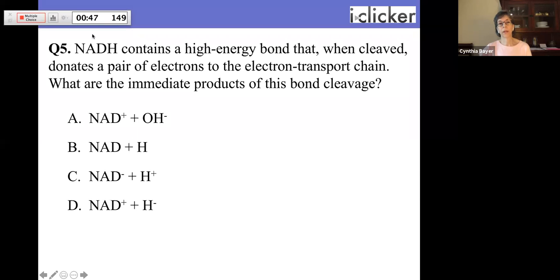Right, so what happens when NADH loses its hydrogen atom? All right, let me close it up. 5 more seconds. All right, let me close it.